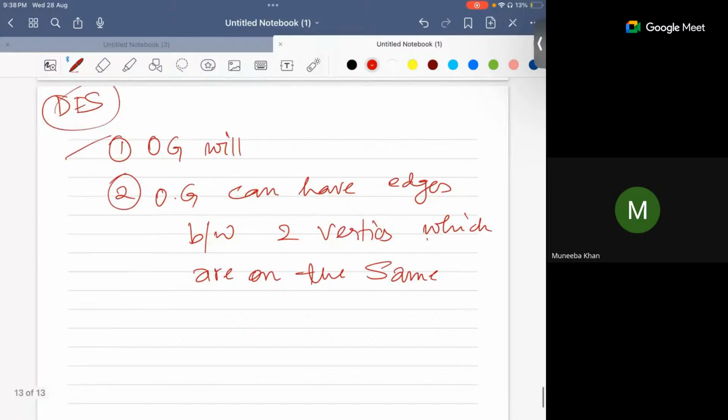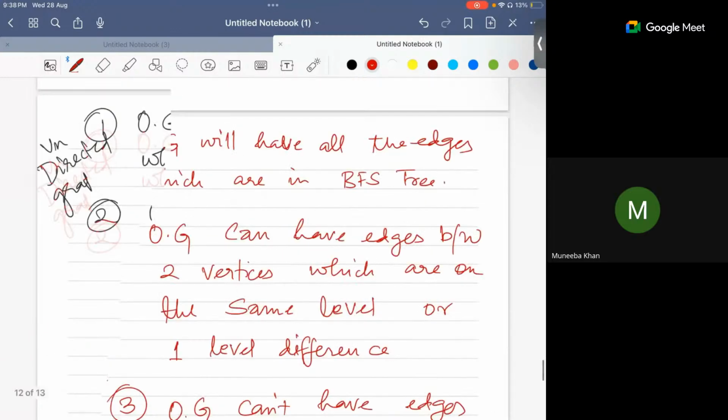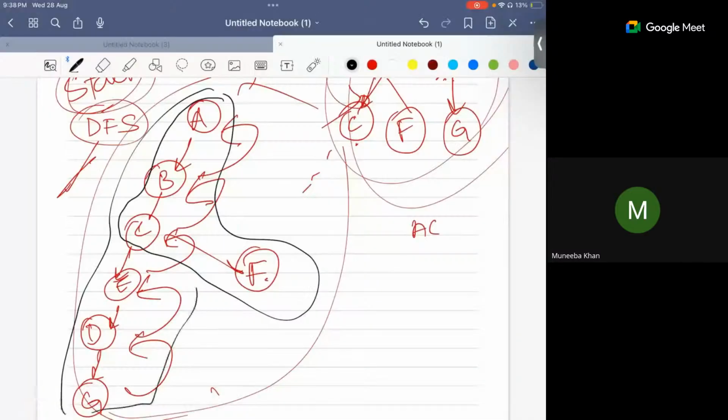For the DFS, the first statement was: the original graph will have all the edges that are there in the DFS tree. The second statement is: the original graph can have edges between two vertices which are on the same branch. Same branch, you are able to know. If I'm talking about this, this is the same branch. If you're going from here, this is one branch. Another branch, this you can just think of as one branch. This is the second branch.